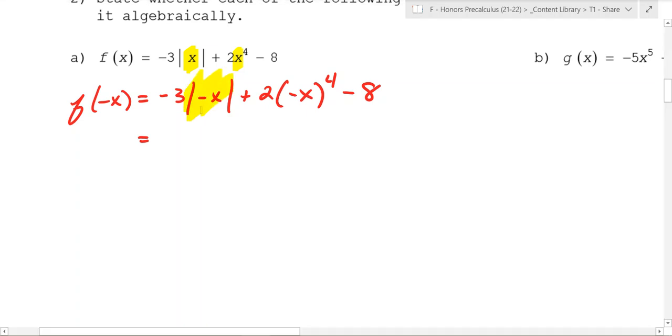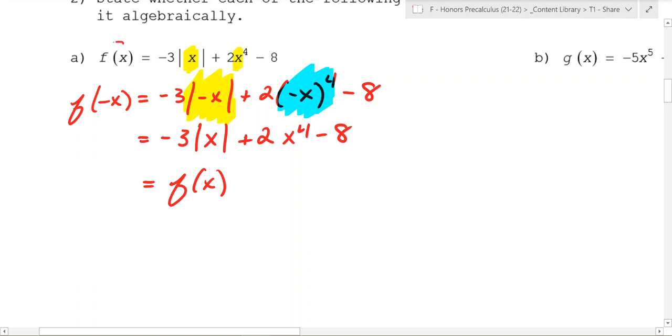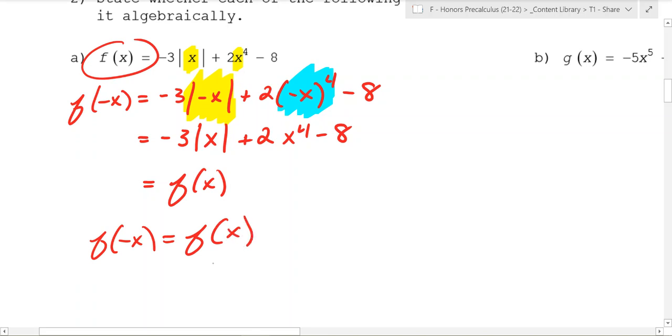Absolute value means distance from the origin. The absolute value of negative x is x, so this is just going to be the absolute value of x. Plus 2 times, well, this is an even number of negatives right here, so it's going to end up being positive, so it's just x to the 4th again, minus 8. So we end up with the same function. We ended up with the original function. So now we know that f of negative x is equal to f of x. So therefore, that's what these three dots mean. Therefore, even.